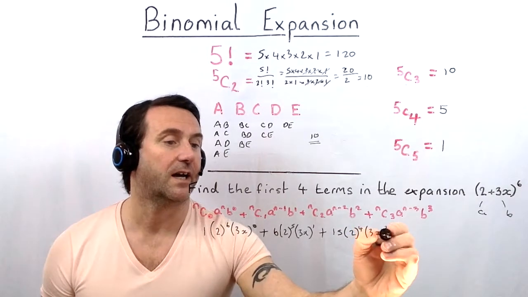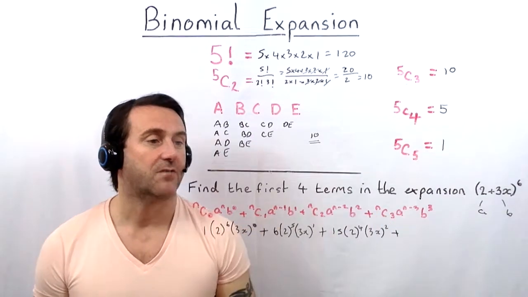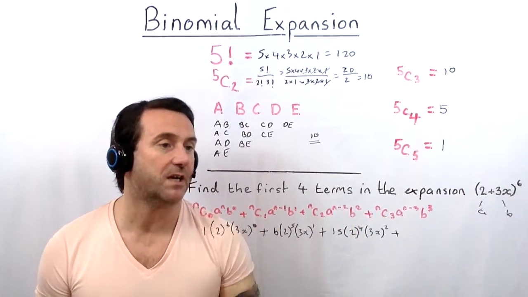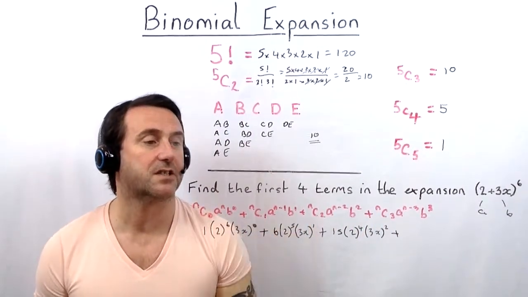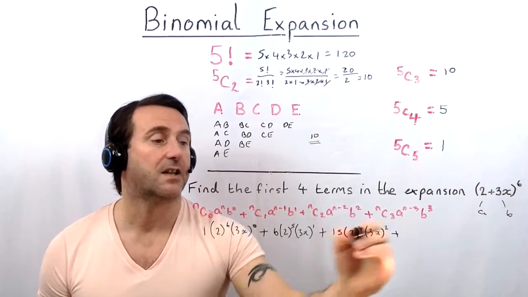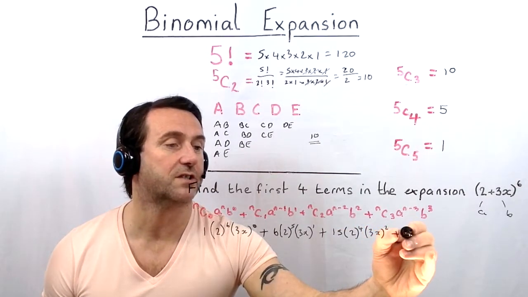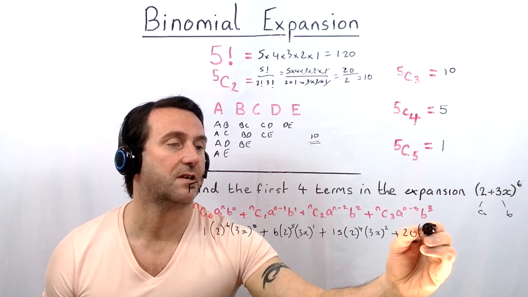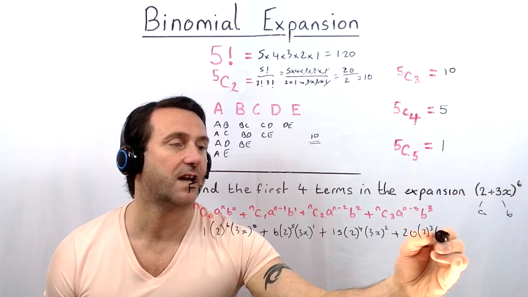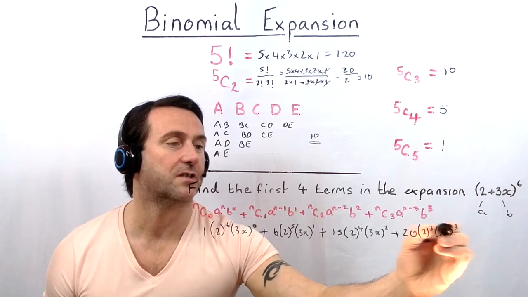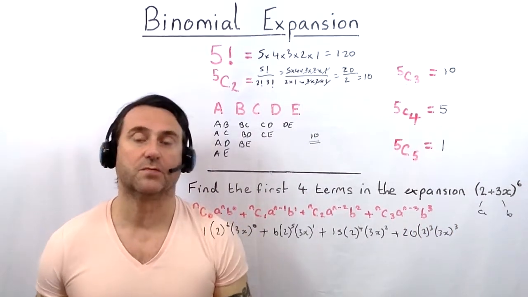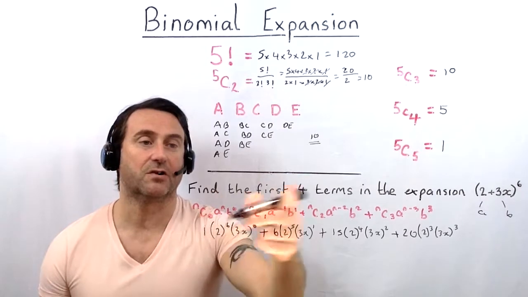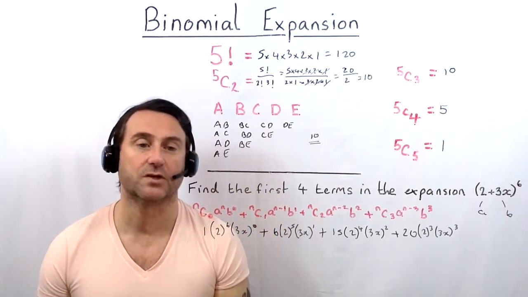And our last term, we've got to type in nC3, so that's 6C3. That gives us an answer of 20. We're going to multiply that by 2 to the 3, and that by (3x) to the 3 as well. So there's our 4 terms in our binomial expansion. We are asked to calculate the first 4 terms.